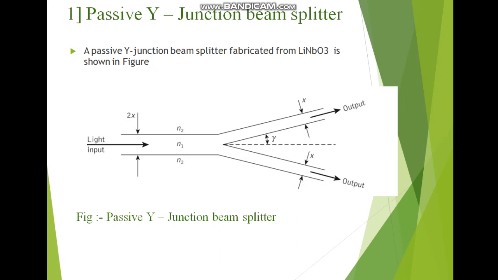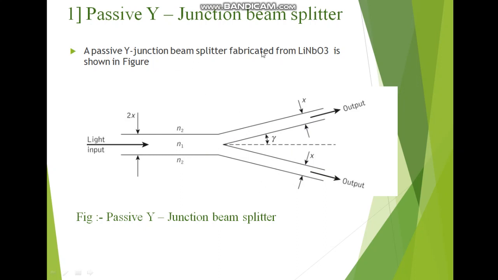This passive Y-junction beam splitter is used where equal power division of the incident beam is required. See, this is a structure having a Y alphabet shape. We all know light is input to the fiber core with refractive index N1, and N2 is the cladding refractive index. So the light beam will be incident, it will be equally divided, and we will get two outputs. So this is the passive Y-junction beam splitter.